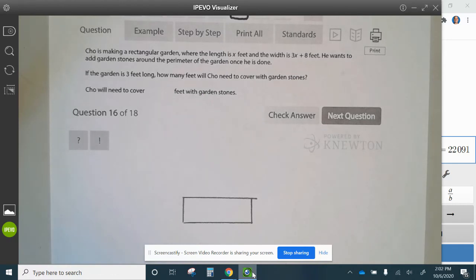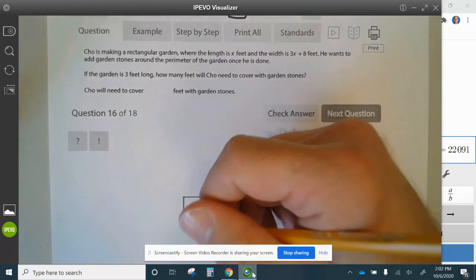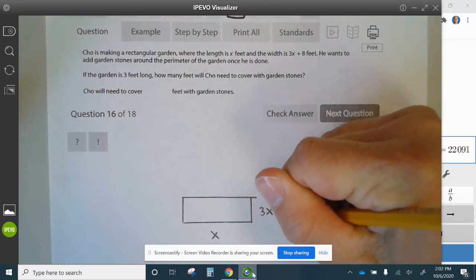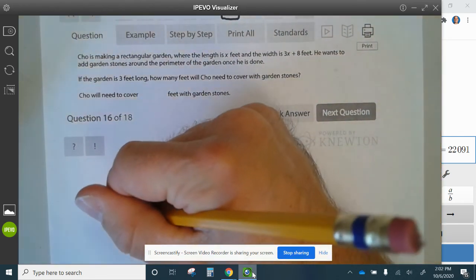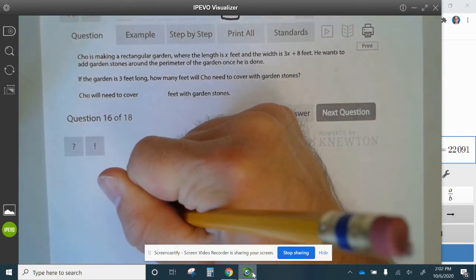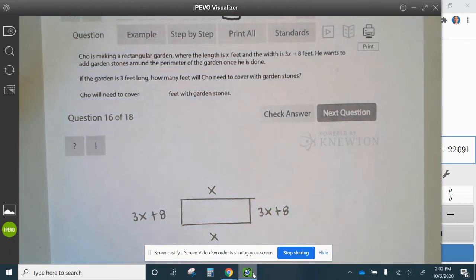All right, so Joe's making a rectangular garden with a length x. Length is x feet, and the width is 3x plus 8. So if this is x, and this is 3x plus 8. He wants to add garden stones around the perimeter of the garden once he is done. If the garden is 3 feet long, how many feet will Joe need to cover with the garden stones?